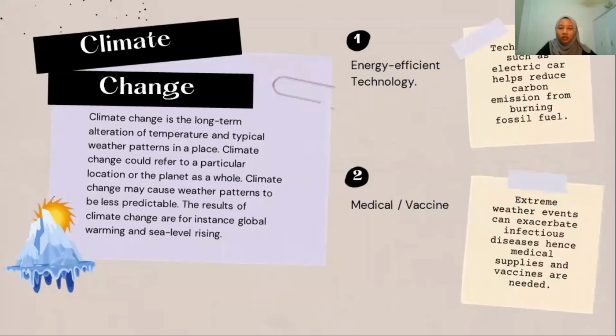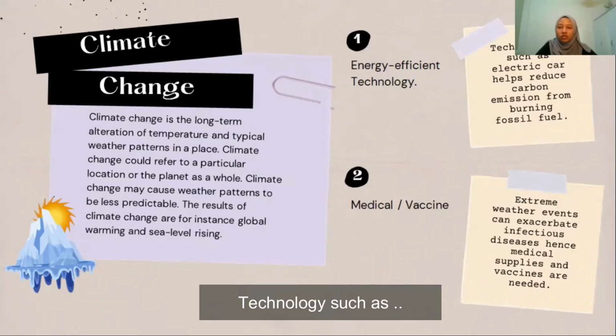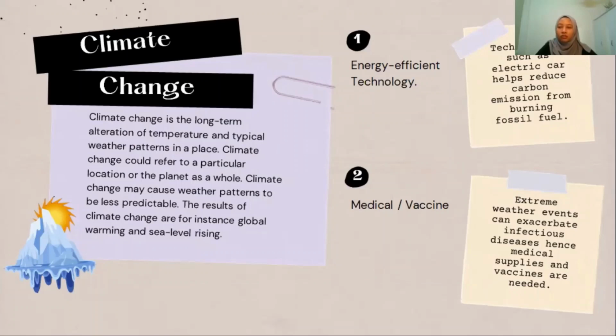So from the climate change, opportunities open for the countries who have the suitable resources to produce, firstly, energy efficient technology, and secondly, medical vaccine. Energy efficient technology is technology such as electric cars that helps reduce carbon emission from burning fossil fuel. However, this technology is usually higher in price, so the demand for the technology is lower compared to other products.